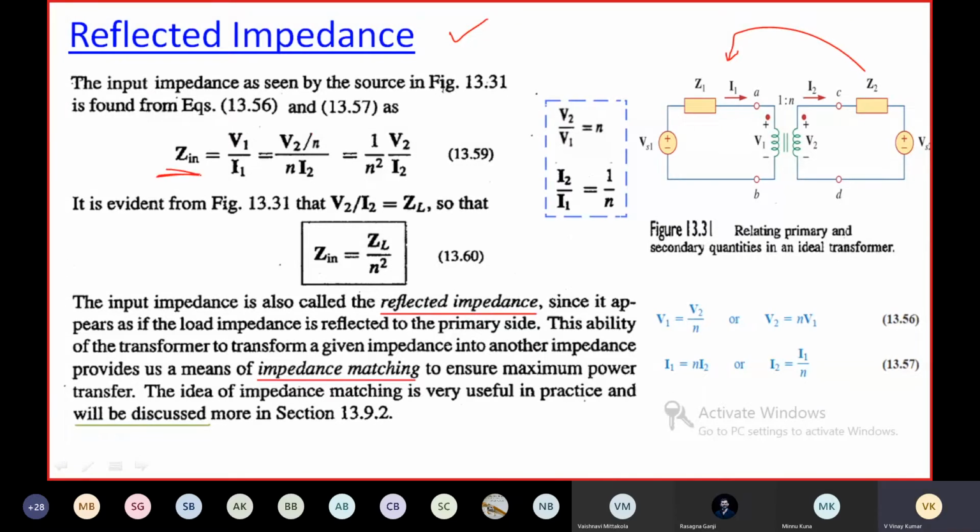Here, Zin is the input impedance, which is equal to V1 by I1. You know, right? V1 by I1. V1 is equal to V2 by N. I1 is equal to N I2. So from this, you get 1 by N square times V2 by I2. Then Zin is equal to ZL by N square, where ZL is equal to V2 by I2, the load impedance between these two terminals.